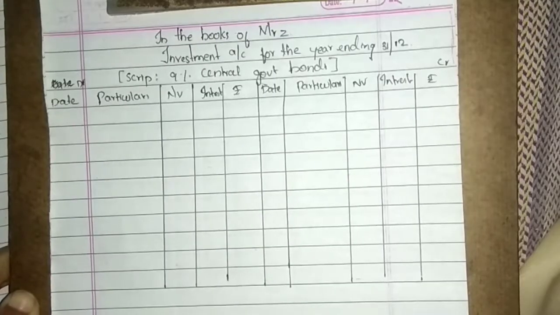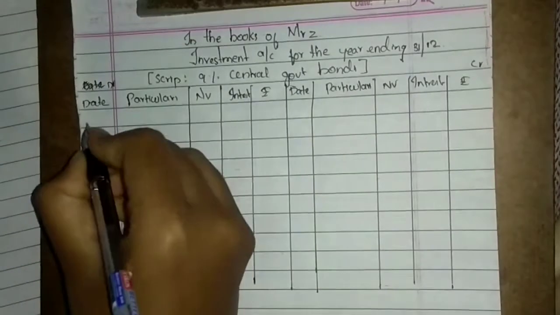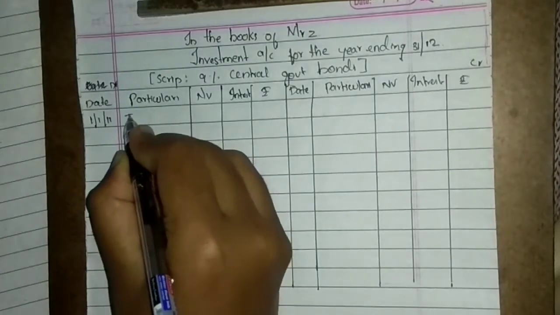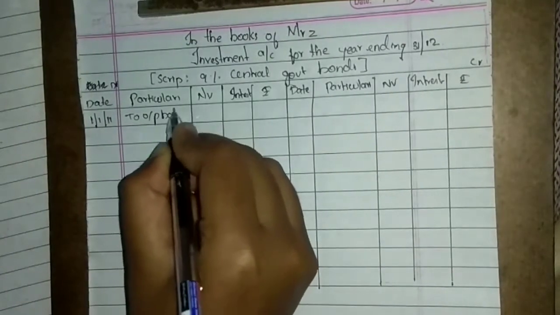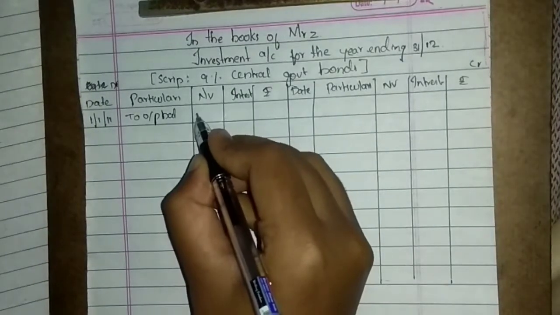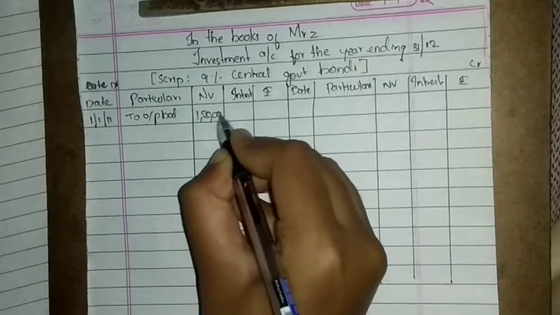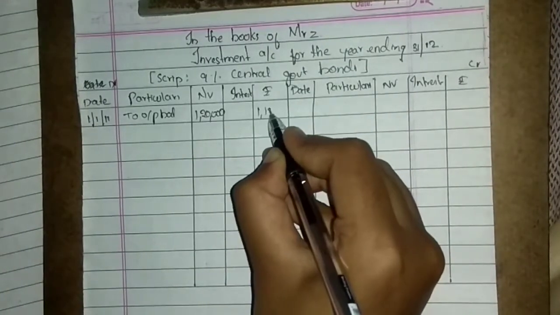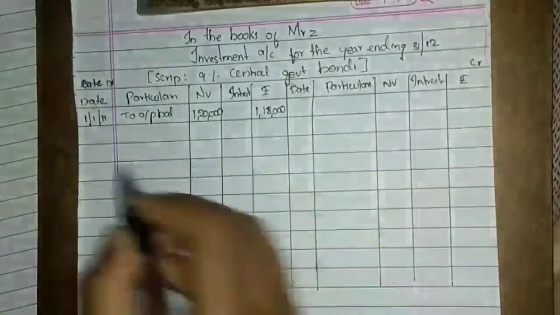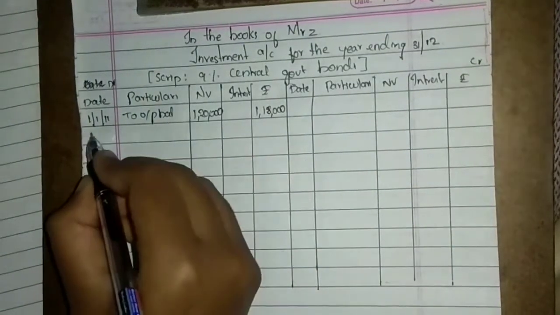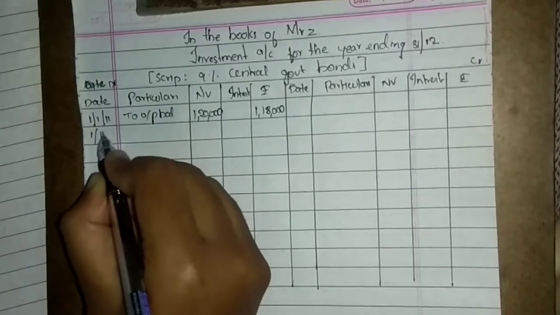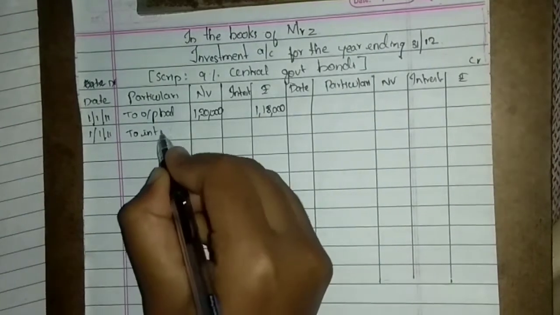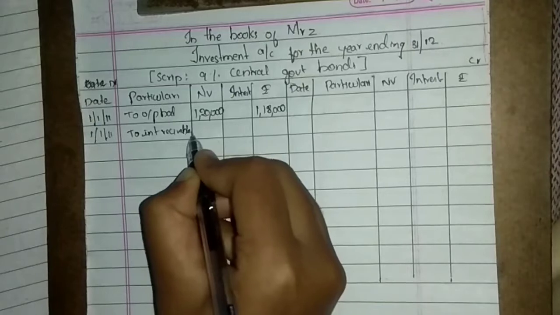Our format is ready. Now we'll post the entries. On 1/1/2011, opening balance: we have a nominal value of 1,20,000, but the cost is rupees 1,18,000. Next, after this we need to post the interest, on 1/11, that is accrued interest. So to interest receivable, I'll explain this concept and then post here.